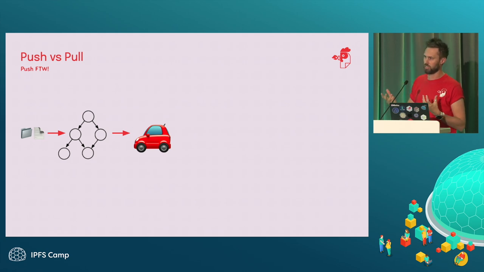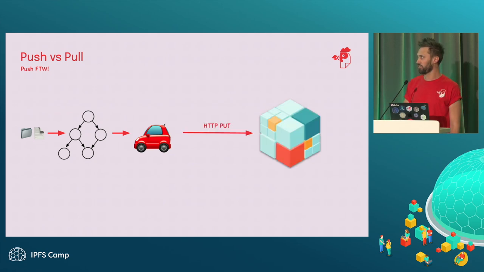CAR stands for content addressed archive. I will depict that as a car emoji in the slides from now on, but it's not a real car, it's a file, okay? You get it. So anyway, put your DAG in a CAR. Once you've got a CAR file, you can just do a regular old HTTP PUT to an IPFS instance, and we used to put a cluster, IPFS Cluster, because it has an API which allows you to just put CAR files to it, which is pretty rad.